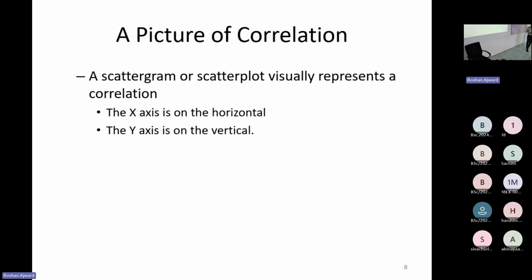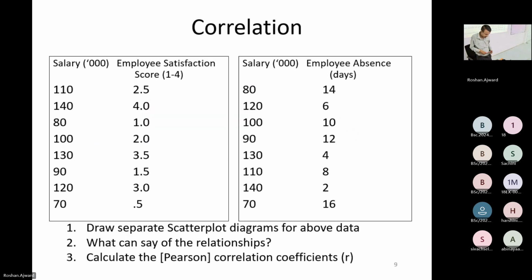Now, for an example, I can have data. So let me show you data. Let's take this example. You have two variables here: salary and employee satisfaction. Then you have salary and employee absence. Can you see those variables? Let's take the first data set, salary and employee satisfaction.